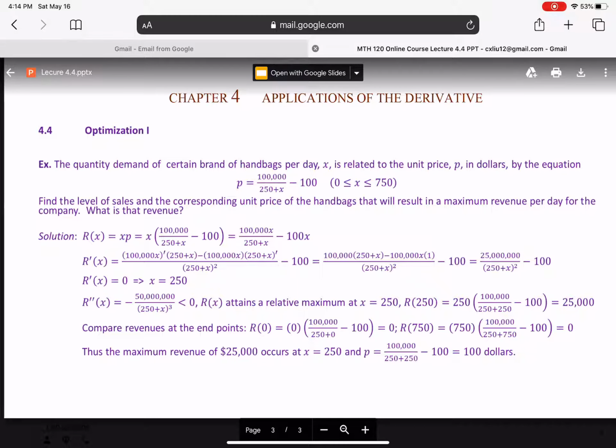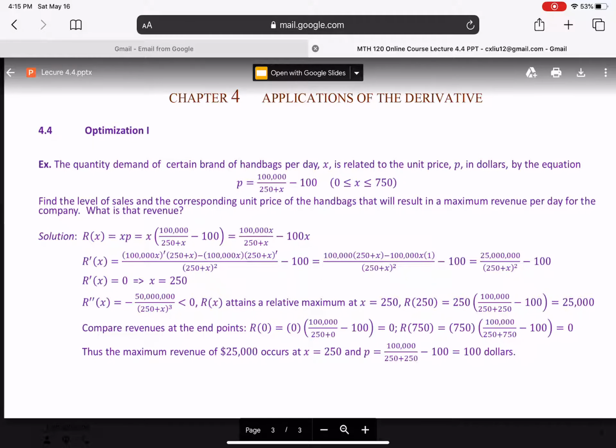Okay, so we just start from the revenue function R, which is the product of x times p. Remember, x is the quantity and p is the unit price. So we get x times 100,000 over 250 plus x minus 100. So we got 100,000x over 250 plus x minus 100x.